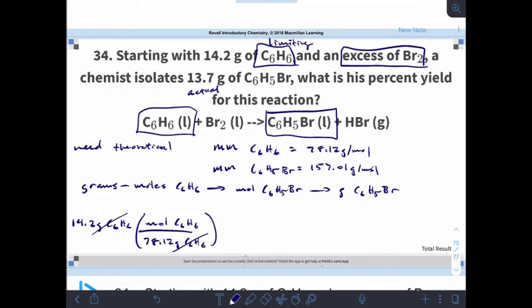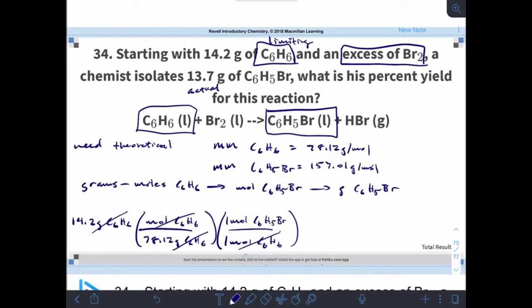If I stopped here, I would have an answer that is moles of C6H6. Now I want to convert to moles of C6H5Br, and it's a 1-to-1 ratio. I'm going to put C6H6 on the bottom, C6H5Br on the top. That way my moles of C6H6 will cancel out. So if I stopped here, I would have moles of C6H5Br.